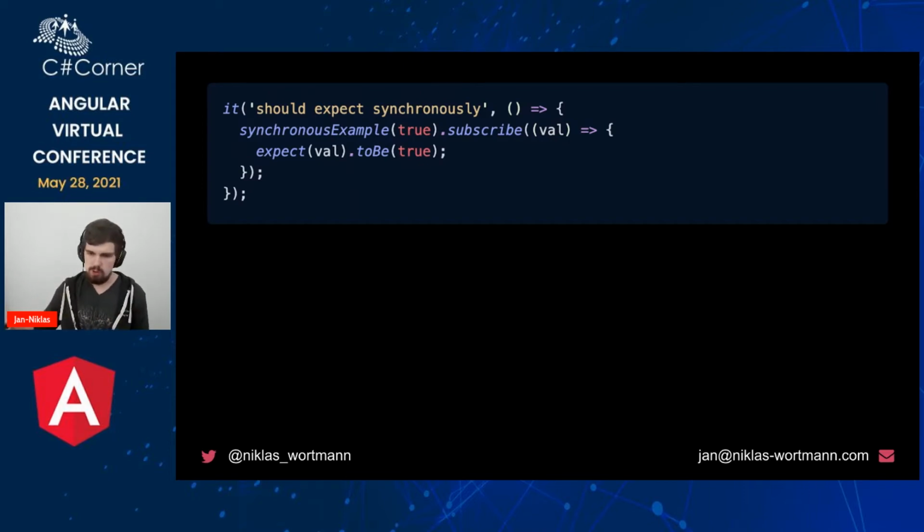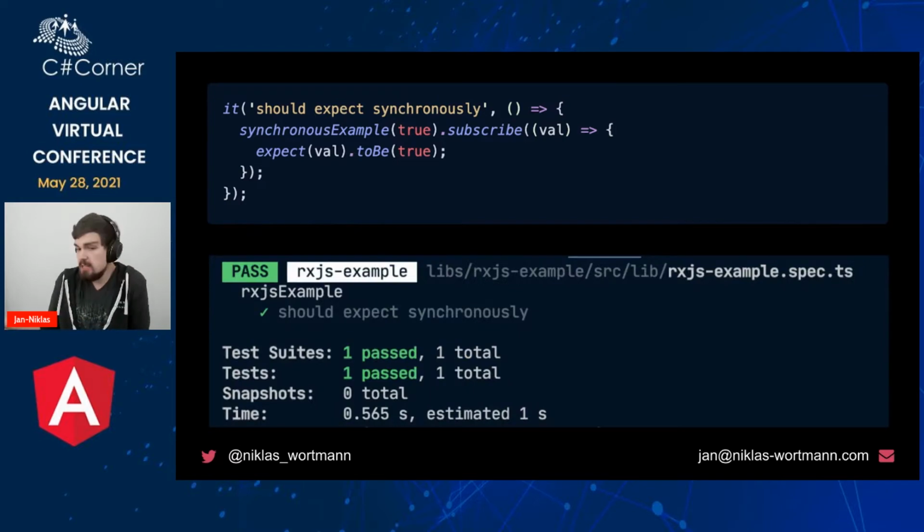We're calling a function, subscribing to the observable, and in the subscribe callback, we are expecting the emission value to be true. Seems fair, seems pretty straightforward, right? And the test passes. I mean, what else can we want from a test? 3 lines of code, 5 lines of code with the test itself, and a running test looks great.